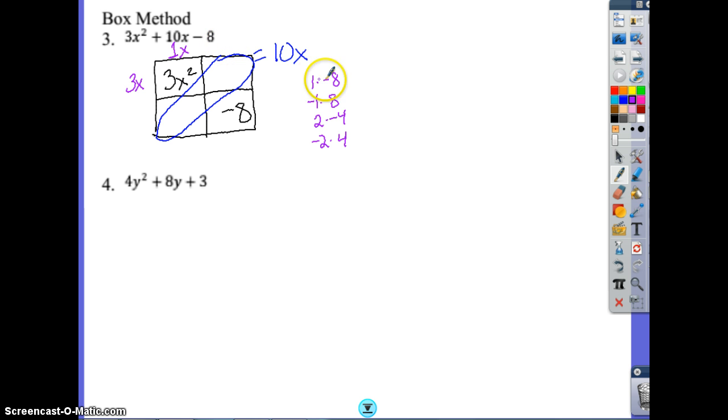Let's say I went with the first one, if I went with a 1 here and a negative 8 here. So negative 8 times 1 does make this negative 8 here. Then I need to multiply to get these. So this is going to be a negative 8x because I'm doing negative 8 times 1x. And this one, all the way to the left of it, is 3x times 1, which is 3x. Clearly does not make 10x. So we're going to go backwards here, and that didn't work.